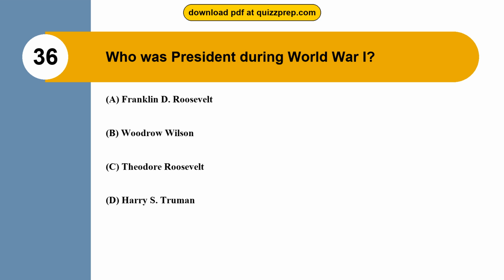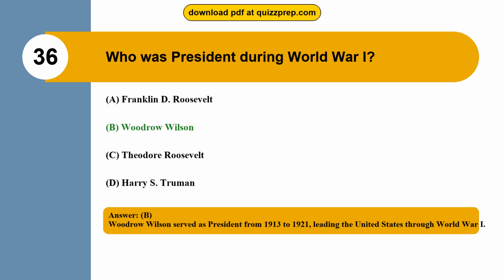Question 36. Who was president during World War I? Option A, Franklin D. Roosevelt. Option B, Woodrow Wilson. Option C, Theodore Roosevelt. Option D, Harry S. Truman. The correct answer is option B, Woodrow Wilson. Woodrow Wilson served as president from 1913 to 1921, leading the United States through World War I.